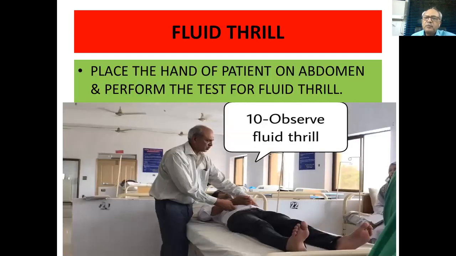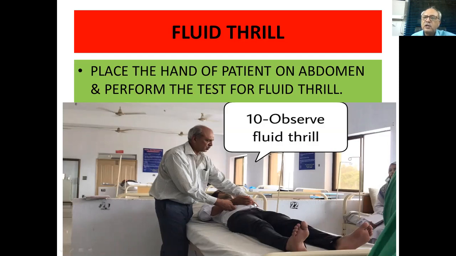After the palpation of liver, spleen, and kidney, you perform the fluid thrill. The method of performing a fluid thrill is that you put the right hand of your patient in the middle of the abdomen and ask the patient to press his hand against the abdomen, and you percuss with the finger of the right hand, and you palpate with the palm of your left hand the fluid thrill.